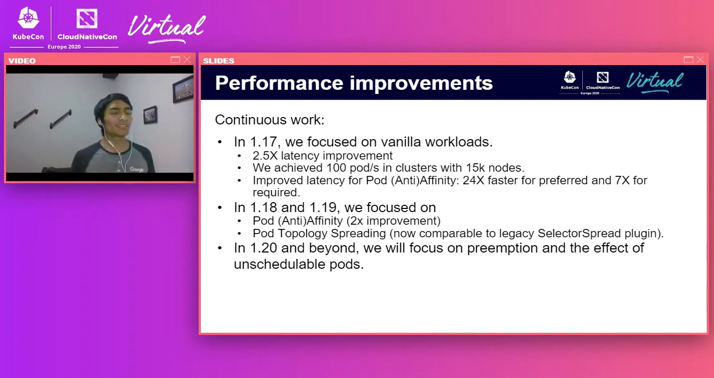In 1.18 and beyond, we want to focus on preemption. We want to make it faster to either preempt faster or skip it if we already know that preemption is not helping. And we also want to focus on the effect of unschedulable pods. Once your cluster has a lot of unschedulable pods, it can affect the latency of the scheduler. So we want to really solve that. Next, Mike is going to present what's new in the descheduler.